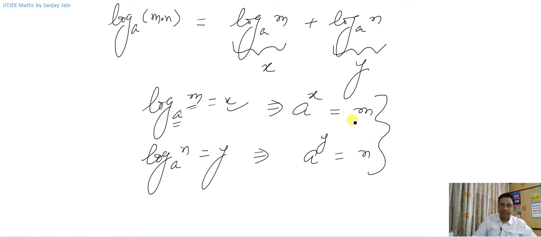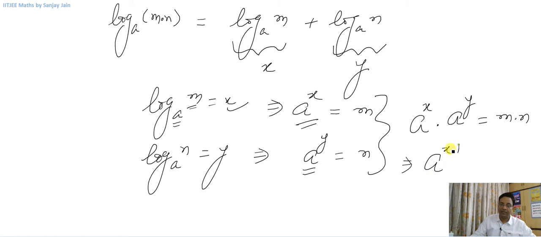Now if I multiply a raised to power x with a raised to power y, what will I get? I'll get m into n. That is, a raised to power x plus y is equal to m into n.